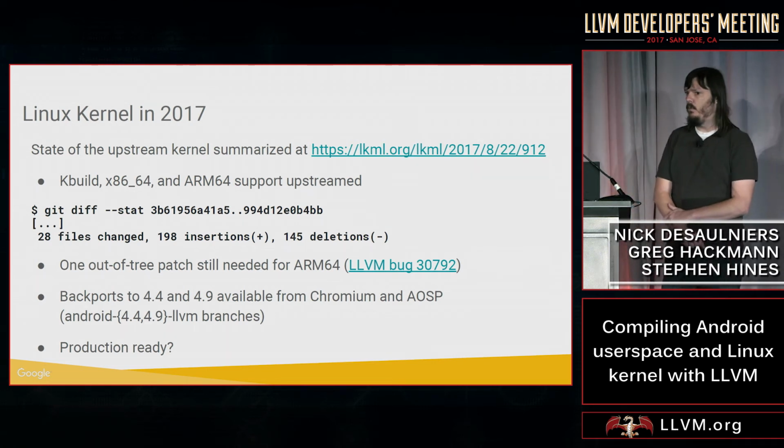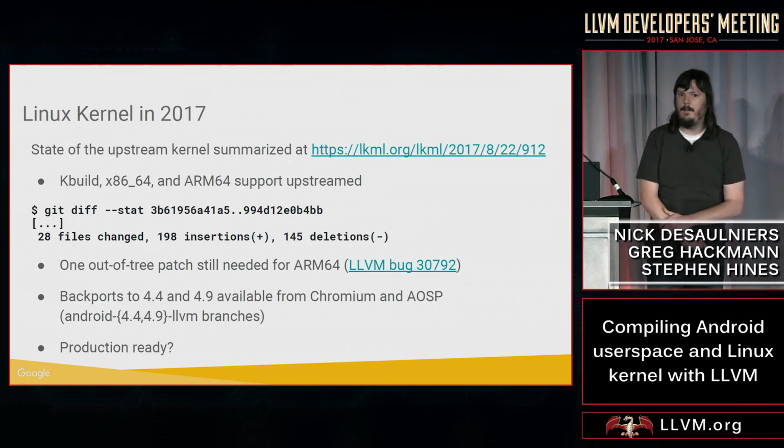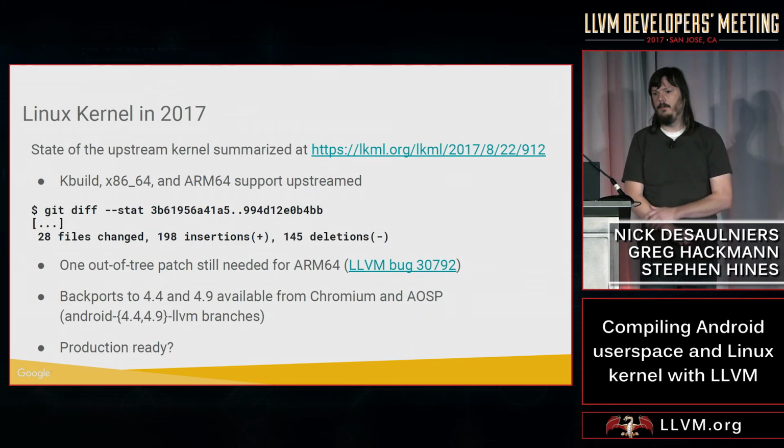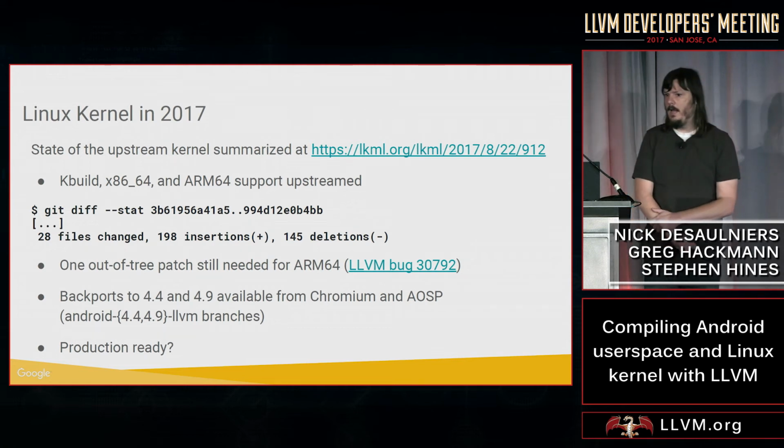There is still, unfortunately, one out-of-tree patch needed to build the kernel for ARM64. That is an LLVM bug. That is actually the thing where the crypto layer crashes, and we have a workaround for that, but it's not really upstreamable. So basically, once that gets fixed, the Linux kernel version 4.14 should be retroactively buildable for both x86 and ARM64. In addition, the Chrome OS team did backports to 4.4 and 4.9, which are the latest long-term stable releases. And those are available from Chromium in a Git repository that is mentioned in the LKML link.